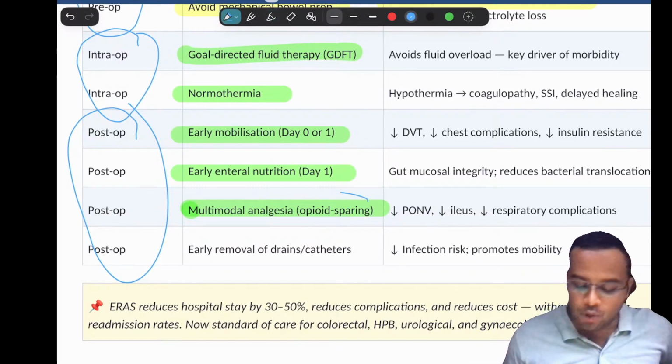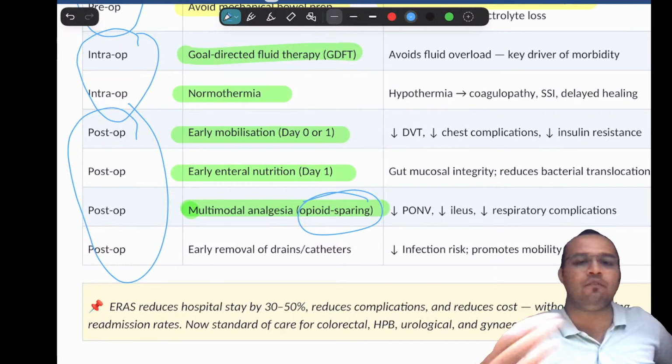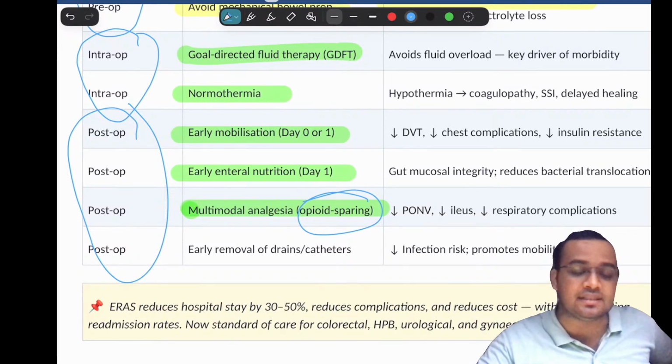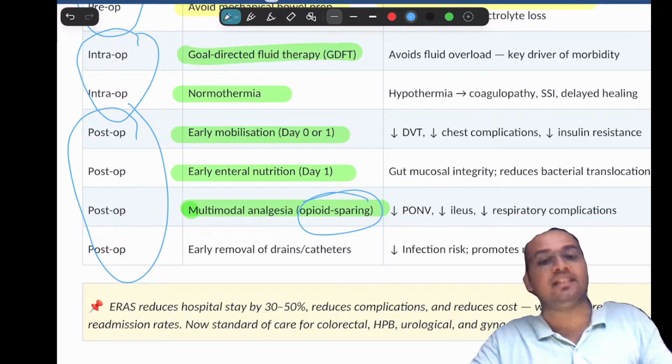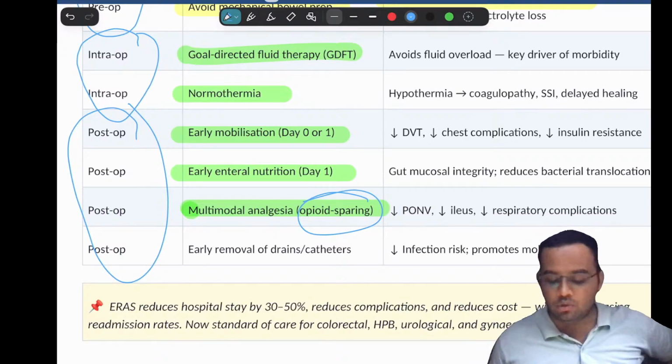As I said, opioid is a double-edged sword. If you are going to give opioid to the patient, he is going to have ileus. But if the patient is going to have pain, still he is going to have ileus. So what are you going to do? You can actually go for epidural.